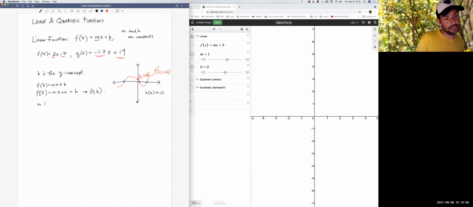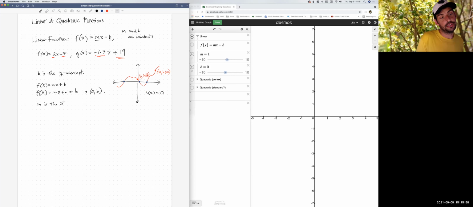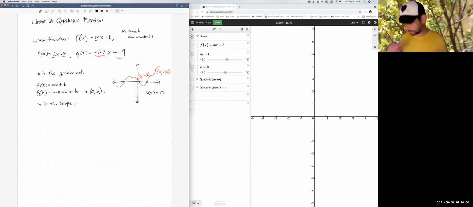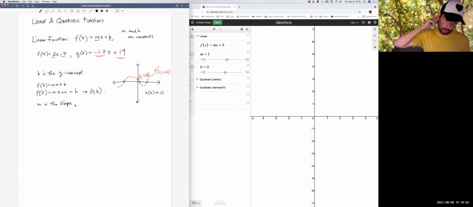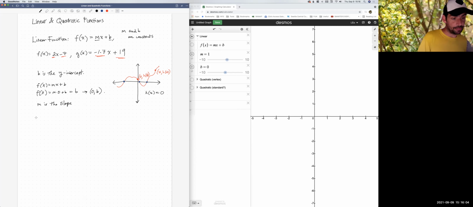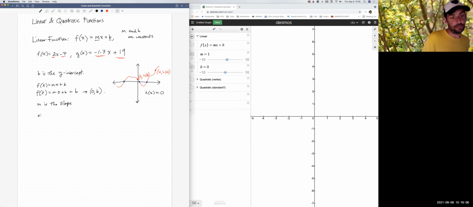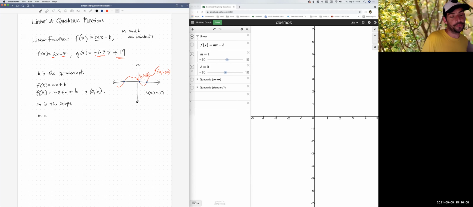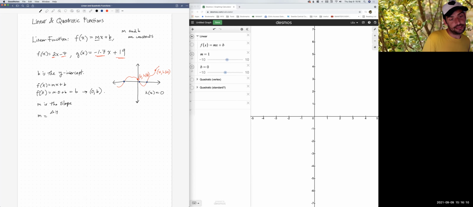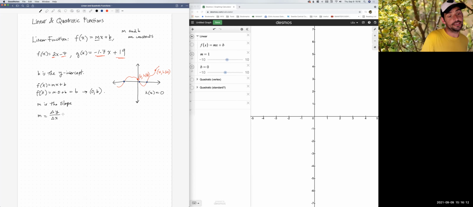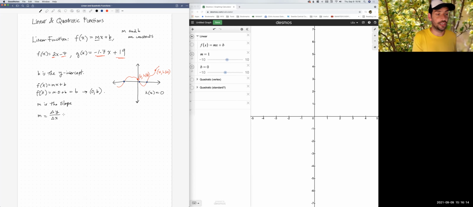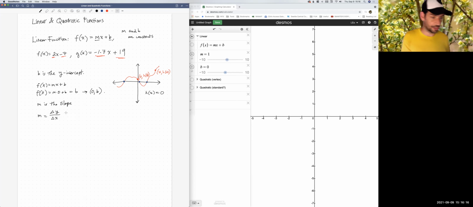M is what we call the slope. There's a few ways we think about the slope, so I'll remind us what we probably have seen before. You might see delta y over delta x. This is a really good notation to get used to as we're prepping for calculus.